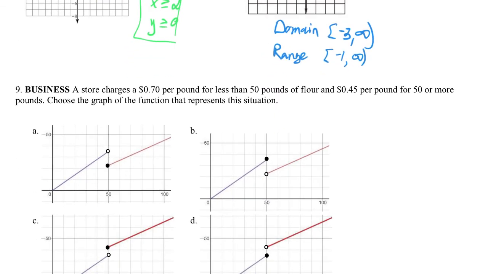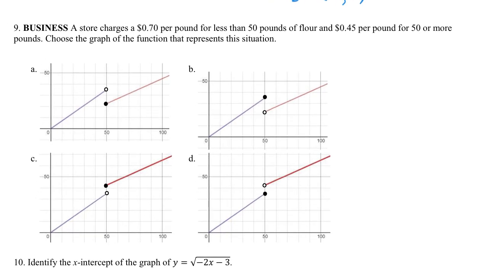Okay, number 9 is talking about a piecewise function. Whenever you're graphing piecewise functions, the most important spot is the boundary. So this line where they're separated, okay, all of them are at 50, right? So there's no difference there, but there is a difference in the dots, the open and closed dots, and which line is on top of which line. So let's read through here.